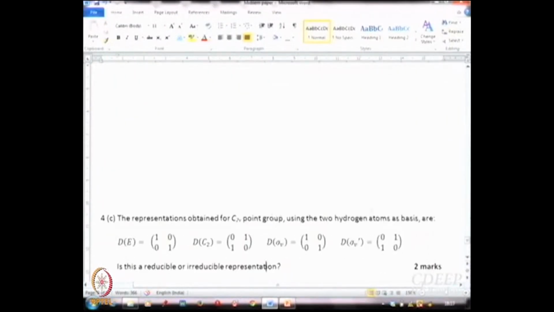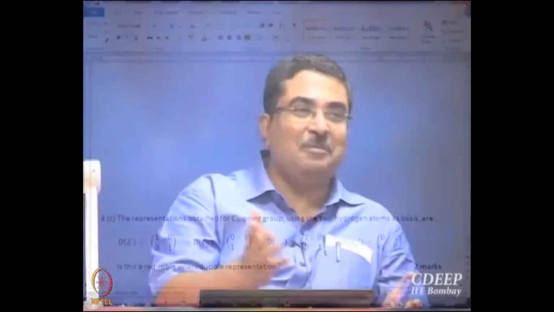This is the last question, 4C. The representations obtained for the C2v point group using the 2 hydrogen atoms as bases are E, C2, sigma v, sigma v dashed. What is the answer? Are they reducible, or is this an irreducible representation? Now you tell me what you have written. Has anybody written irreducible? There is no harm in owning up.